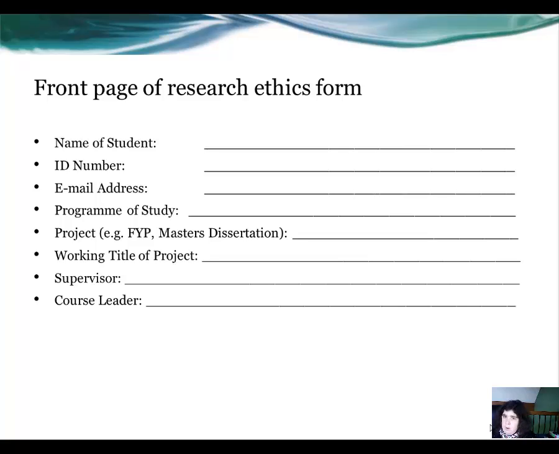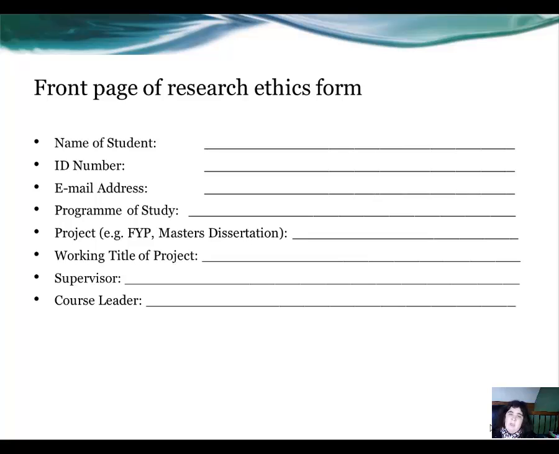applicant. Now, a research ethics form can be submitted on behalf of a group. So where it says name of student, and also in the ID number, you present all the names of the individuals part of the group. Supply the email address of the communicator, then identify the programme of study. It might be the Bachelor of Business Studies, it might be the Masters in International Entrepreneurship Management, it might be some other program as well.